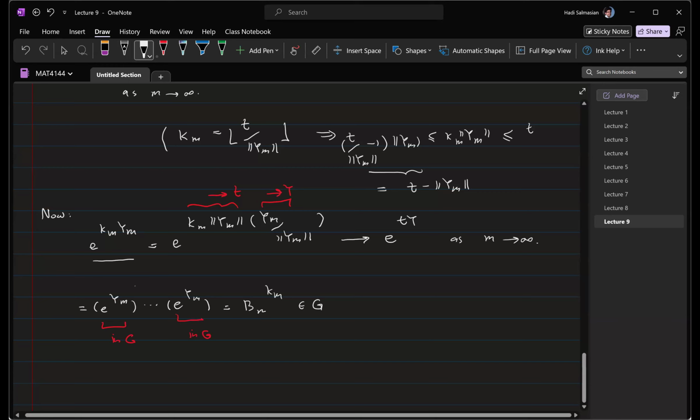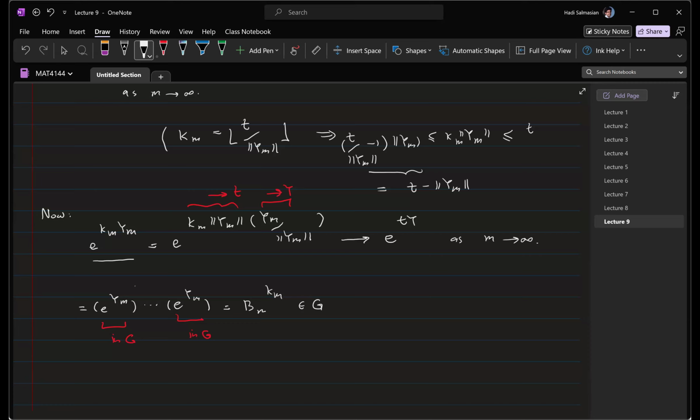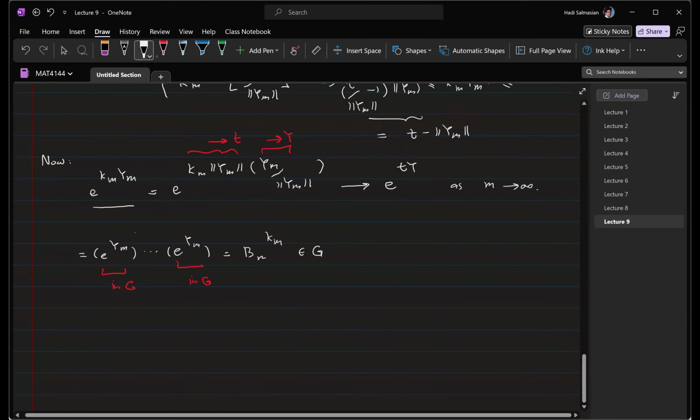So what I have is a sequence of points converging, and they're all in G. But G is closed, so the limit should be in G. Since G is closed, the limit e to the ty must be in G. So this means that y is contained in the Lie algebra of G.